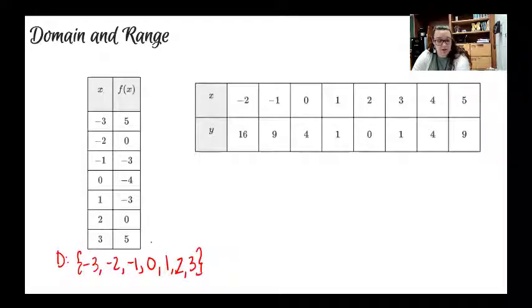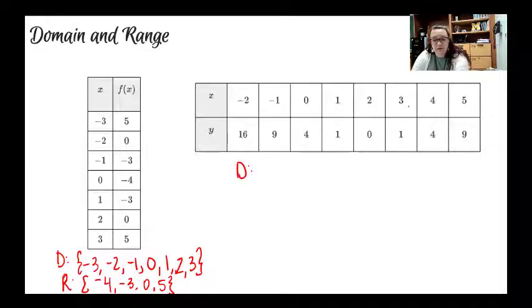And if I was going to talk about the range, I would say the same thing, but the set of numbers in the range. So I'm going to go least to greatest: -4, -3, 0, 5. Now notice I didn't do any repeats. We shouldn't in a set.